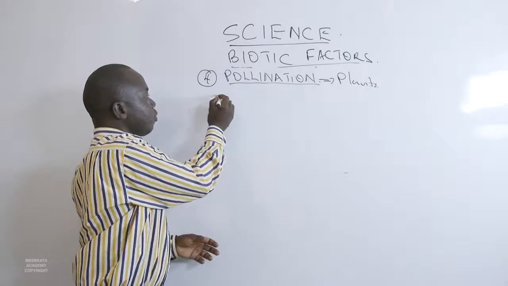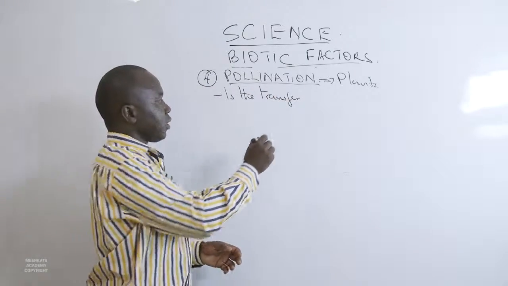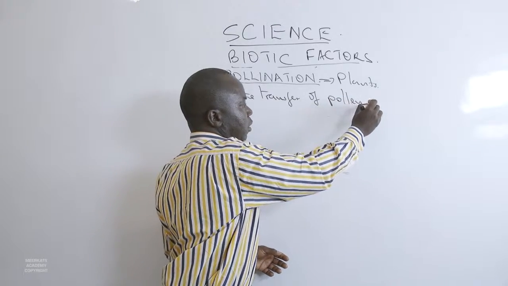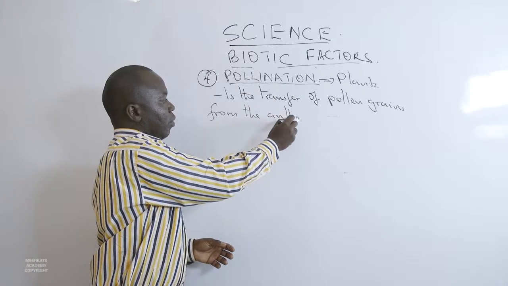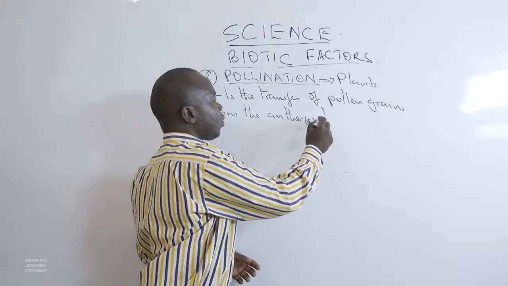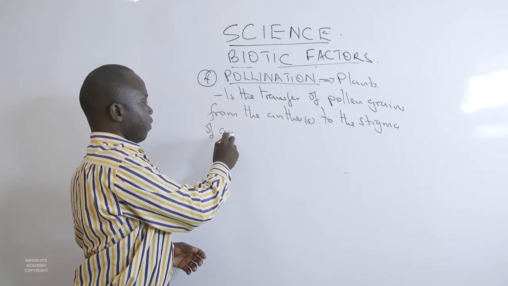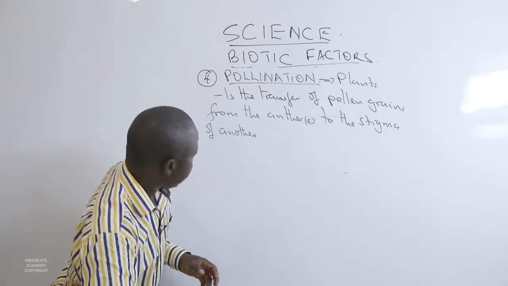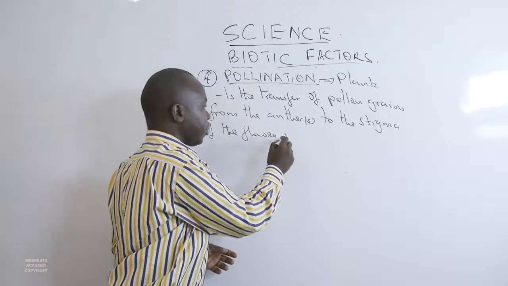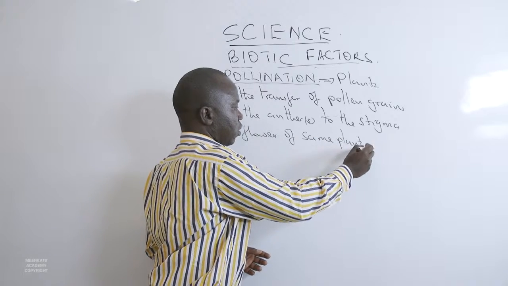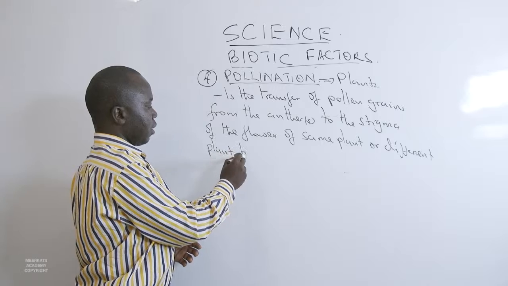Before you go further, the definition of pollination. We have said it is the transfer of pollen grains from the anthers, it could be one anther or many, to the stigma of another flower, to the stigma of the flower of the same plant, or different plants, but this must be of the same species.